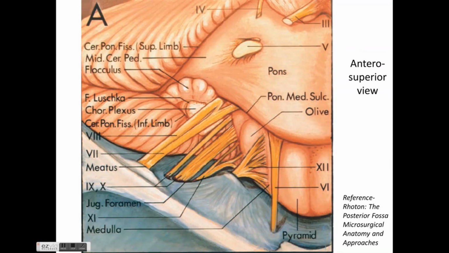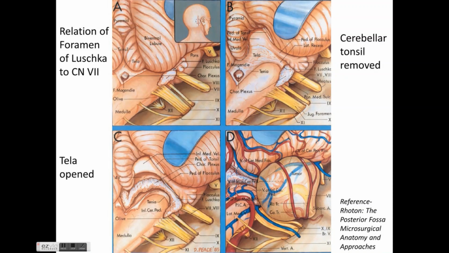Now this is the relationship of the foramen of Luschka to the cranial nerve 7th. I have already explained this, and in this diagram, after removing the cerebellar tonsils and after opening the tela, we can see it more beautifully.